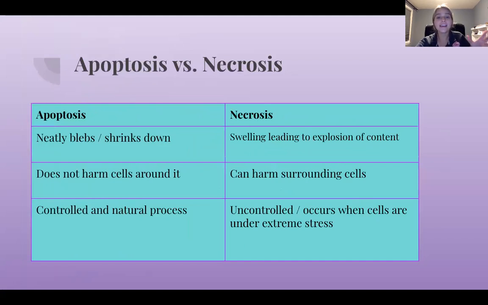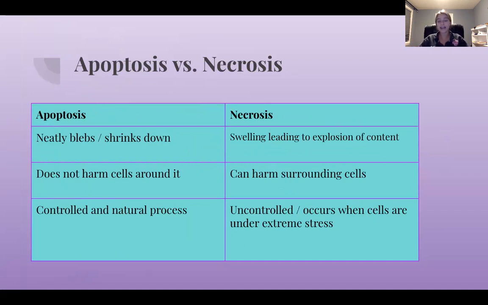Okay. The other main type of cell death is by necrosis. These two concepts are very, very often mixed up, and I'm here to differentiate between the two and ensure that you never make the same mistake. Firstly, there are major differences in the cell's structural changes when undergoing necrosis versus apoptosis.